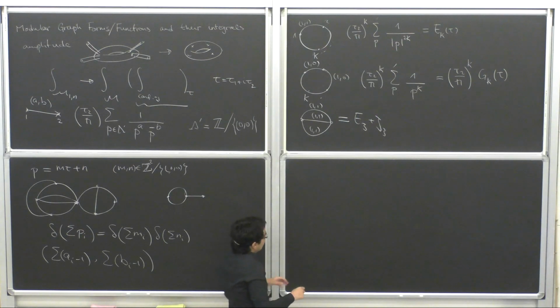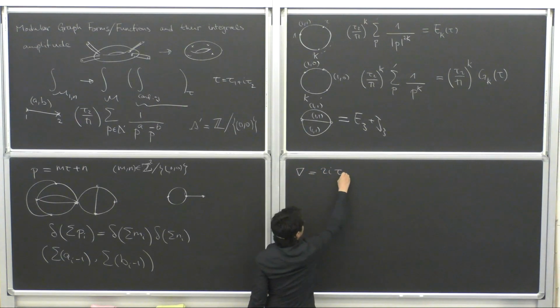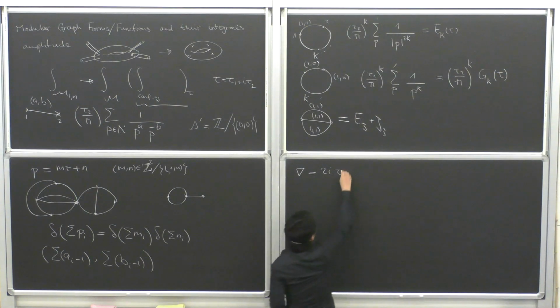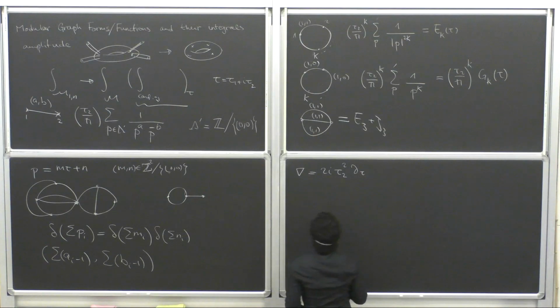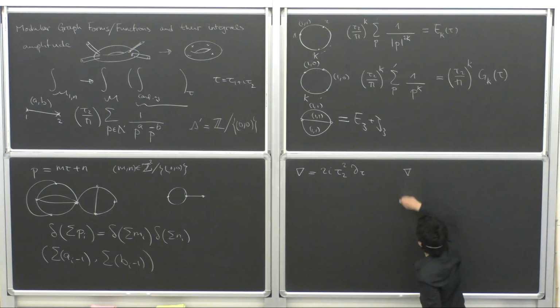So one of the things that we can do is to use some kind of derivation. So this is a mass operator. Is it one or two? It's two. And one thing that you can check is that whenever you use it on a modular graph form, it gives you another modular graph form.